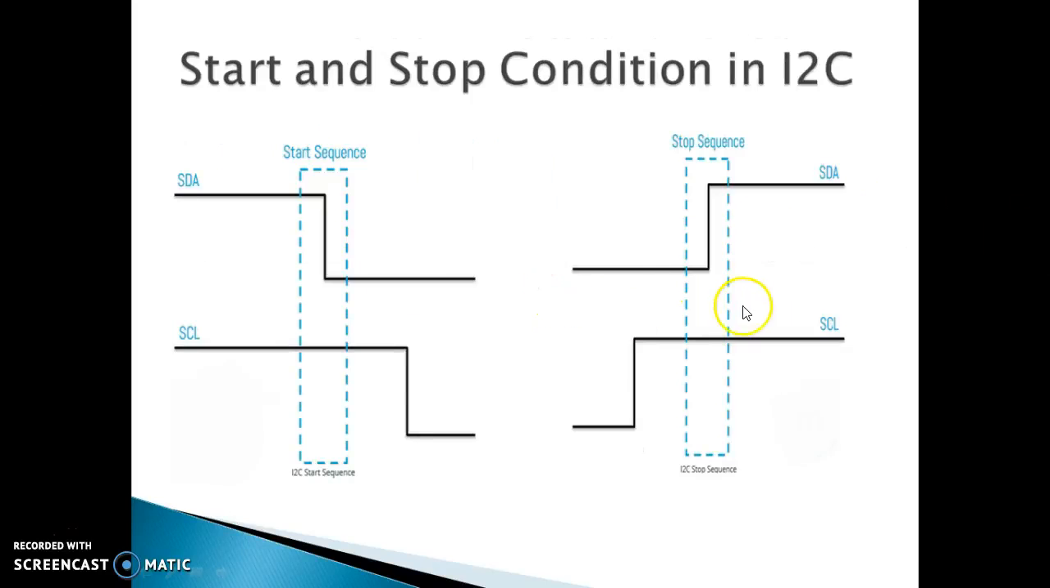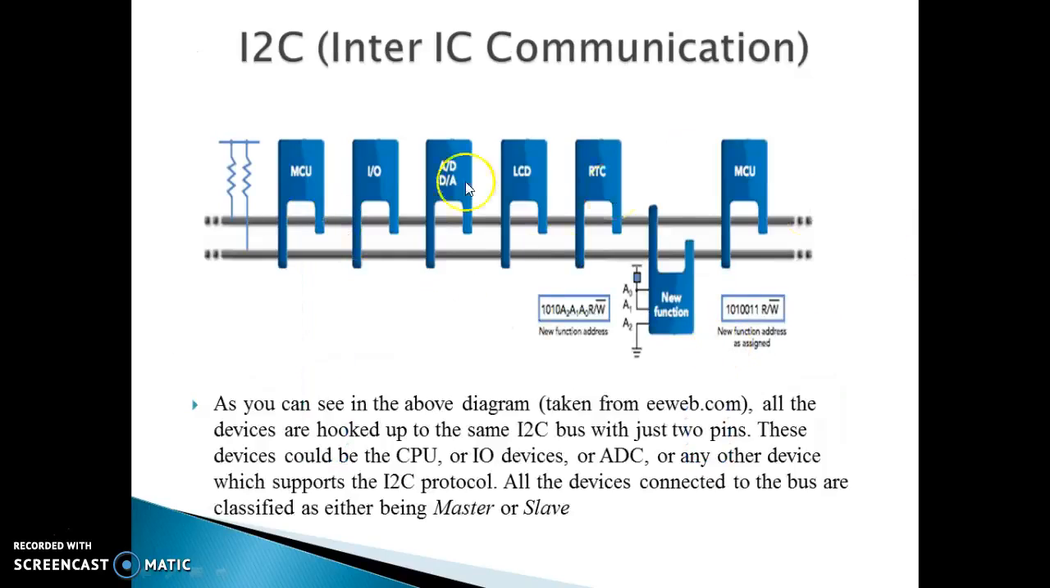Similarly, to stop the communication, the master will pull the SDA line high, and then after some time it will pull the SCL line high. So this will tell all the devices which are participating that communication between two devices is complete.